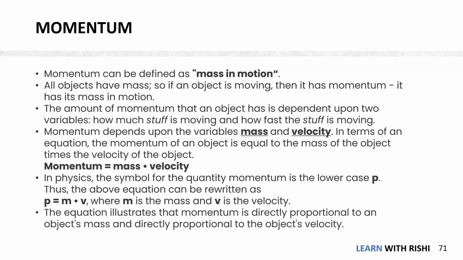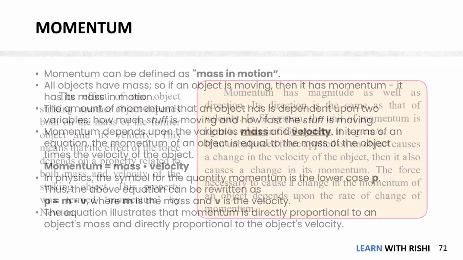The equation illustrates that momentum is directly proportional to mass and directly proportional to velocity. So from this equation, we come to know that p is equal to m into v. So momentum of an object is directly proportional to mass. If the mass is greater, the momentum will be also greater. If velocity is greater, then momentum will also be greater, as mass and velocity are directly proportional to momentum.